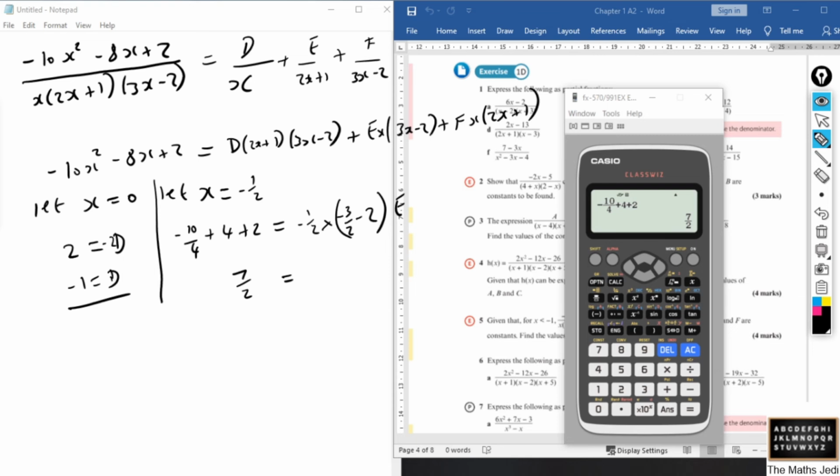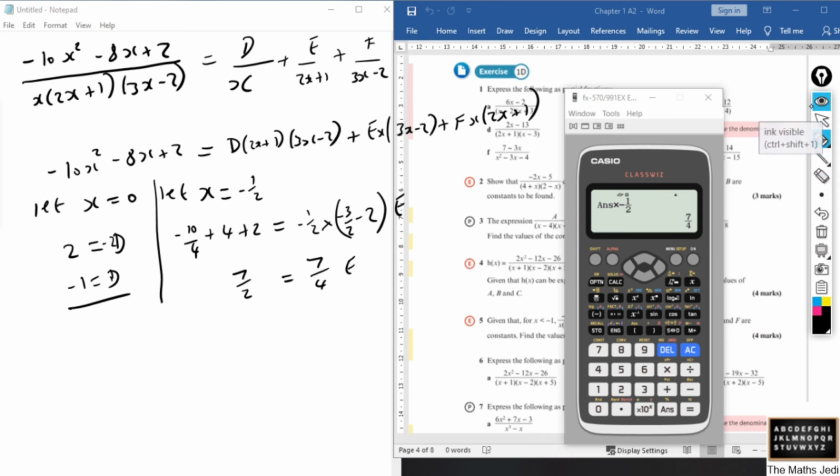And then this bit here, we'll do the brackets first. So minus 3 over 2 minus 2. And then we're going to multiply that by minus a half, which gives 7 over 4. And then of course we've got to do 7 over 2 divided by 7 over 4.